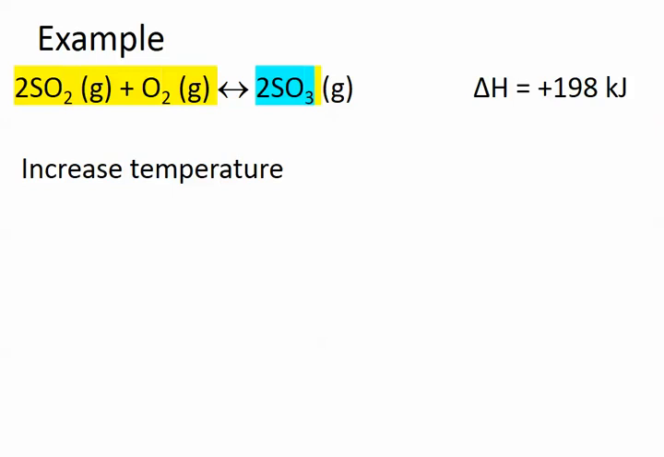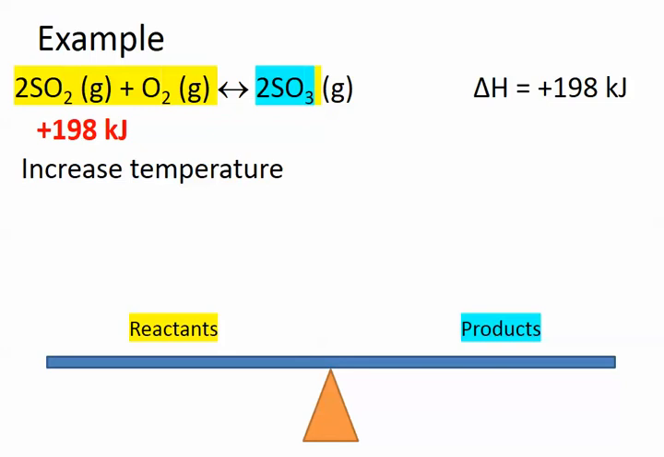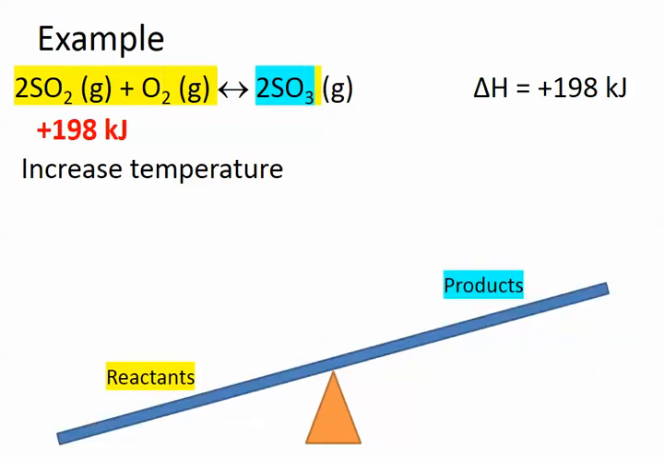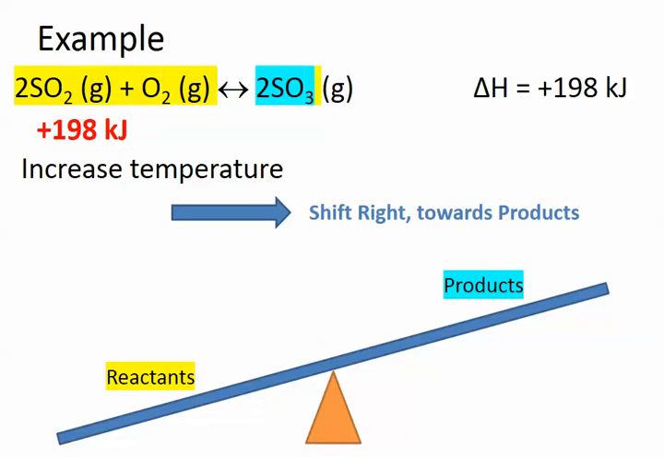So we have another reaction here. We're going to increase the temperature. So we have a positive 198 delta H here. So that's going to be like it's a reactant. So we have it on the reactant side. So when we increase temperature, it's like adding a reactant. So we need to shift to the right towards the products in order to compensate for this.